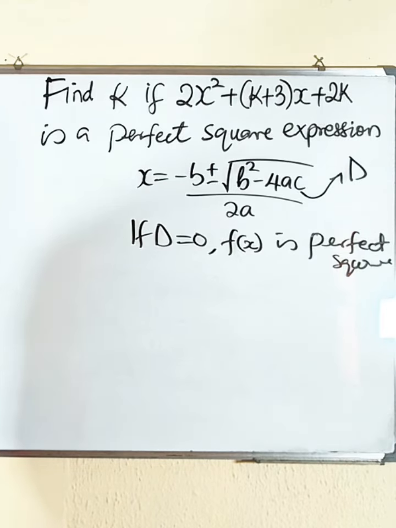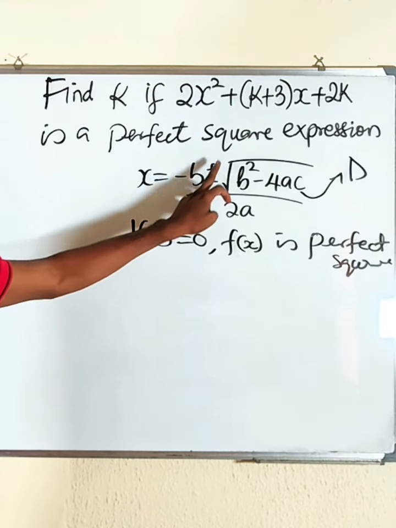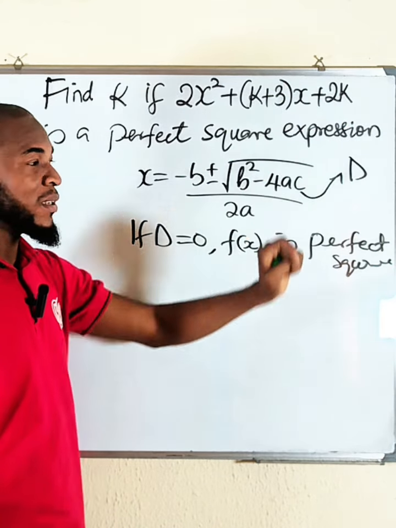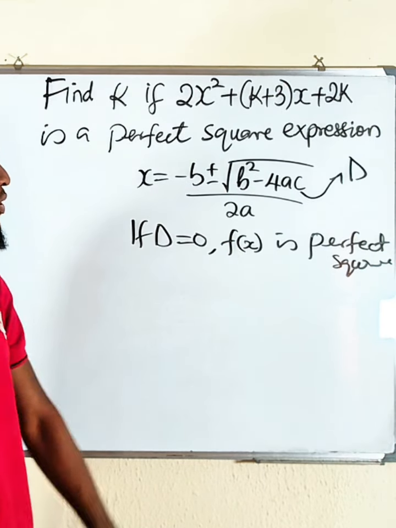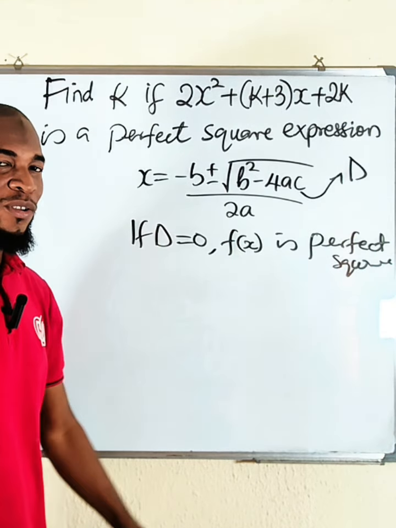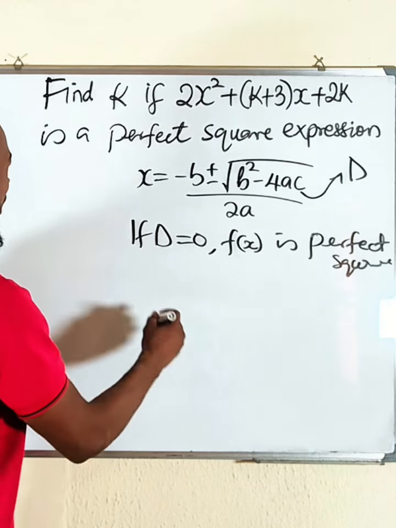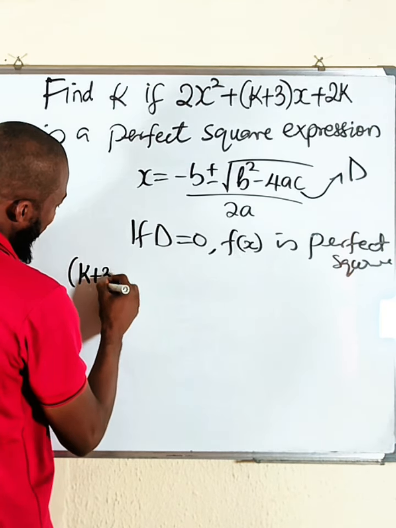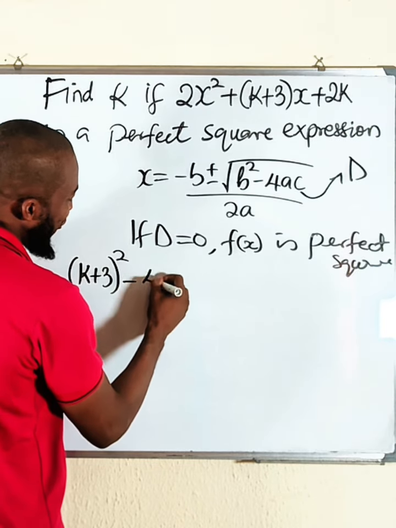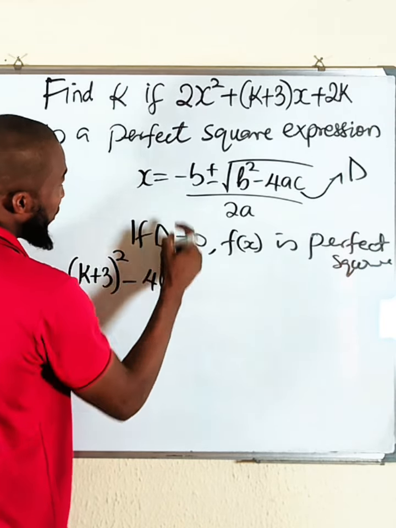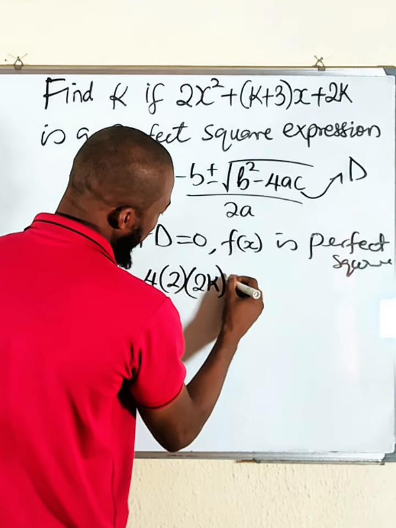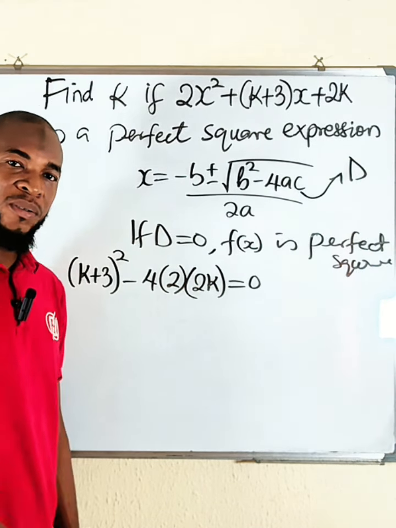So let's see. b is the coefficient of x, a is the leading coefficient, and c is the constant. So let's substitute into b squared minus 4ac, set it equal to 0, and solve for k. b squared, that is (k + 3) squared, minus 4 times a, which is 2, the leading coefficient, times c, which is 2k. We're going to set everything equal to 0 and solve.